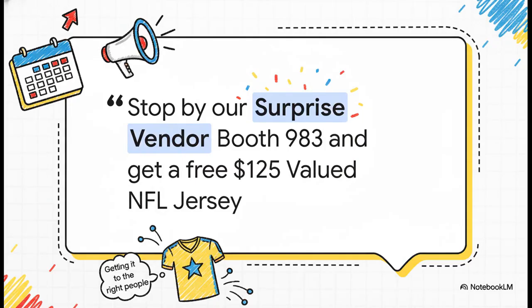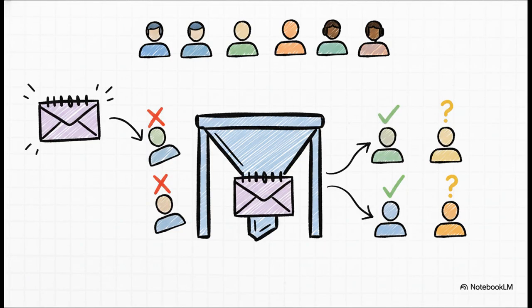So looking at the data, she decides she wants to boost engagement a little. She adds this awesome promotion directly into the calendar event description. A surprise vendor booth with a free jersey? Yeah, that'll get people's attention. But the question is, how does she tell the right people about it? And this is where it gets really powerful. The system doesn't just spam everyone with this update. No way. It's smart. It sends the new, updated invitation only to the people who already responded with yes or maybe. It's surgical. It targets the fans who are already engaged and leaves everyone else alone.